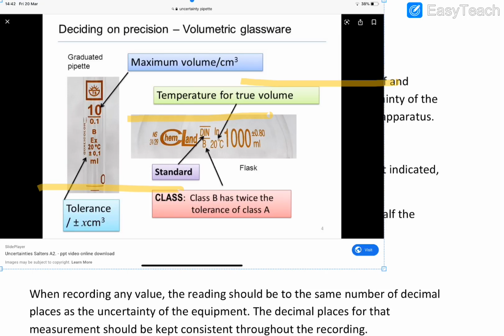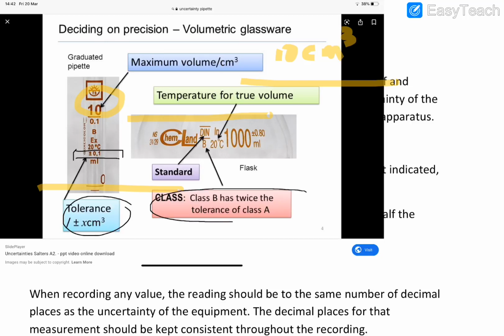This is an example of a graduated pipette. You'll see that here is the maximum volume, so it can measure 10 centimeter cube. And here, what is seen as tolerance, this plus minus 0.1, this is the uncertainty. This is something that I was referring to in class.